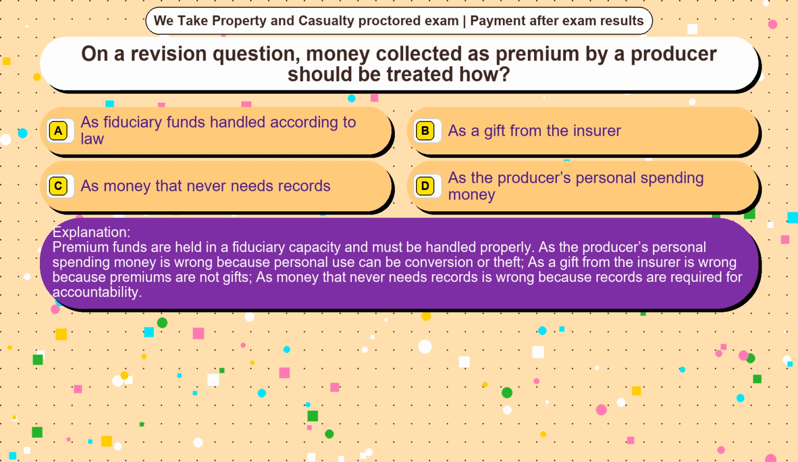Premium funds are held in a fiduciary capacity and must be handled properly. As the producer's personal spending money is wrong because personal use can be conversion or theft.